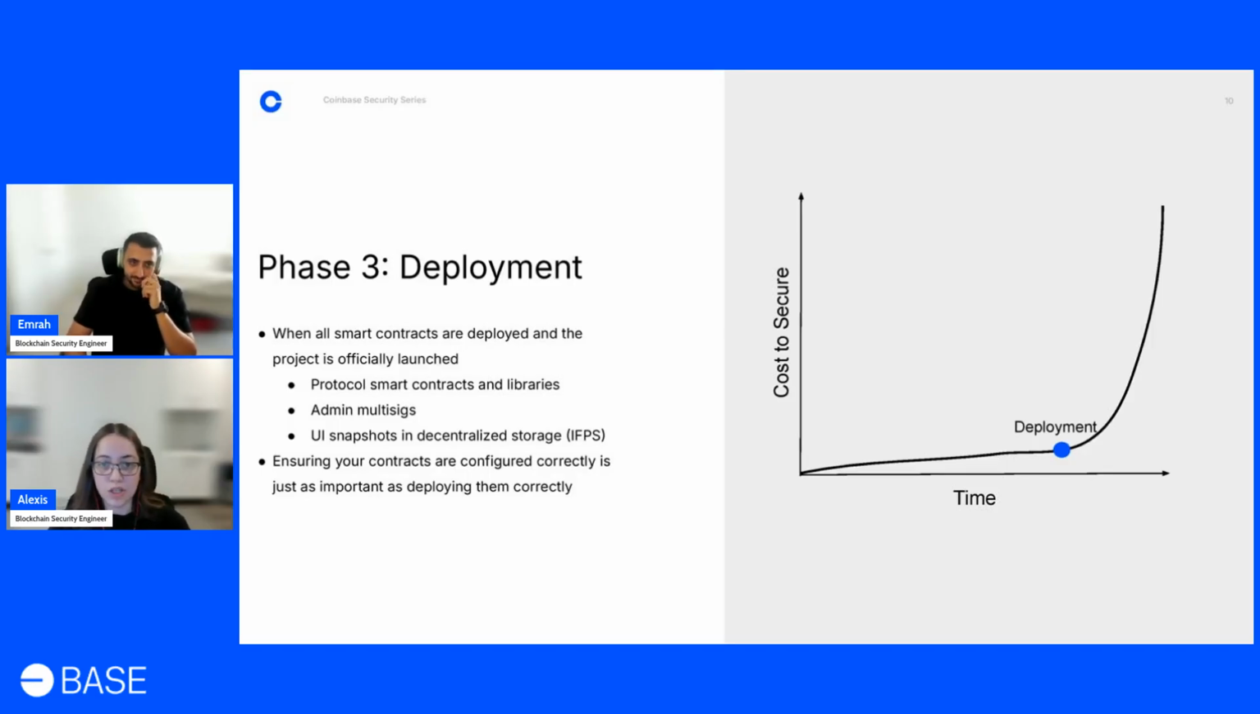This is where everything for your project is going to be deployed. The smart contracts and libraries, admin multisigs for privileged roles, things like your UI potentially, and decentralized storage like IPFS, everything. It's critically important that your smart contracts are not only deployed correctly, i.e. they were compiled the way you expected, and that they contain the smart contracts and libraries you expected, but also that they are configured correctly. Making sure you set all of the constructor values correctly, initialized your proxy contract if you're using one, making sure the addresses on your admin multisig are correct, and so on are also critically important to validate.